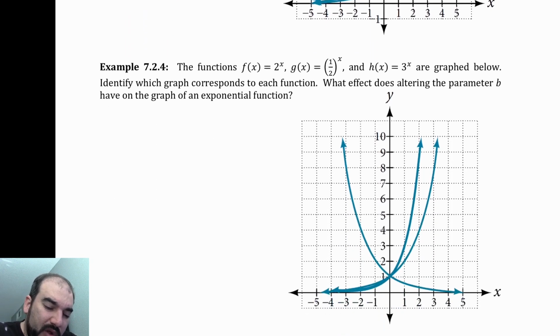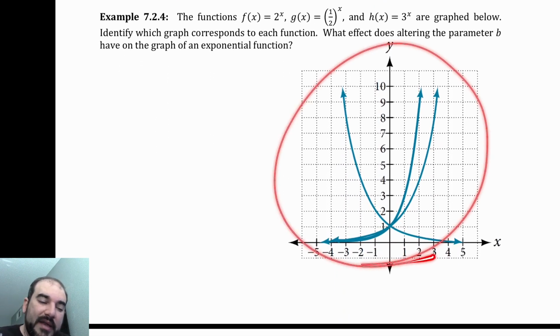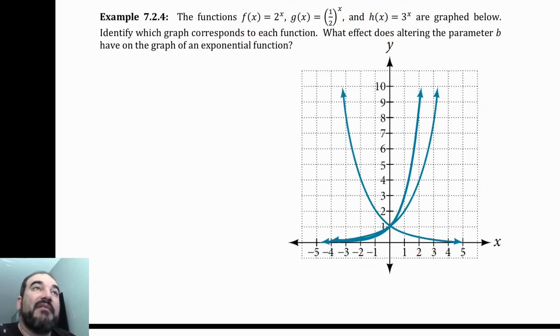On the next example, we have examples of growth and decay, and we're given 3 functions again, but now the a values are all the same, right? There is no a value here, so it must be a 1. This must be a 1, and this must be a 1. If a is all 1, then we're more concerned with what the b is and how that affects the graph.